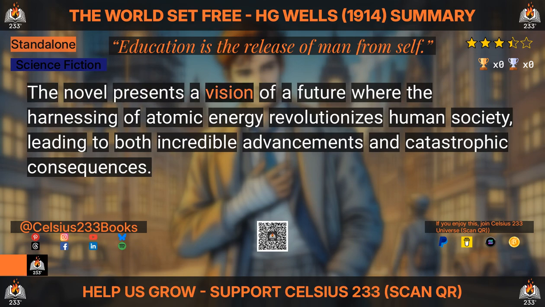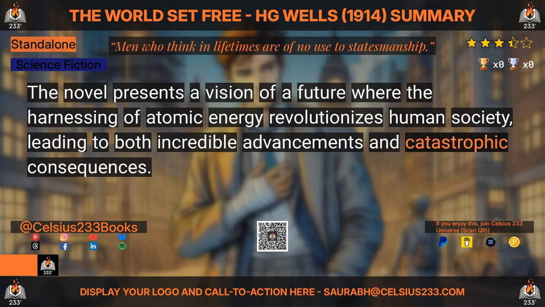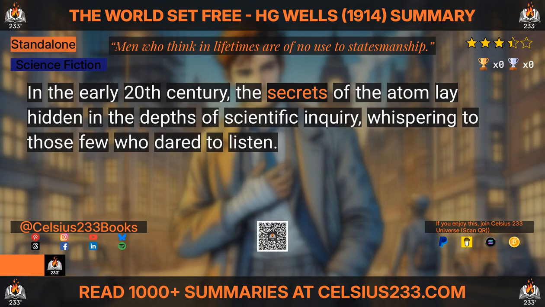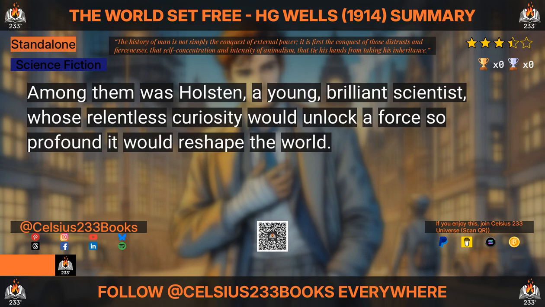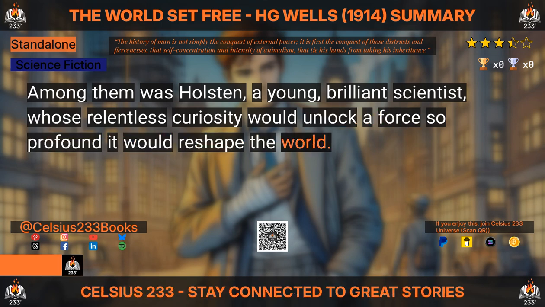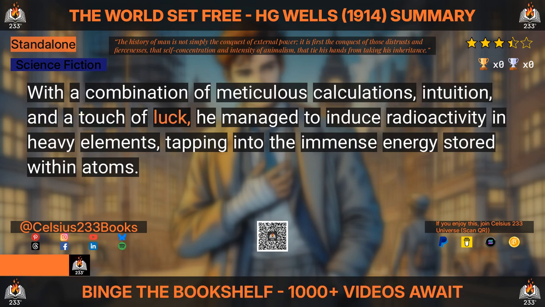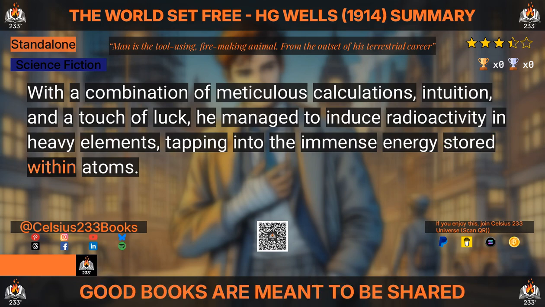The novel presents a vision of a future where the harnessing of atomic energy revolutionizes human society, leading to both incredible advancements and catastrophic consequences. Plot summary. In the early 20th century, the secrets of the atom lay hidden in the depths of scientific inquiry, whispering to those few who dared to listen. Among them was Halston, a young, brilliant scientist whose relentless curiosity would unlock a force so profound it would reshape the world. With a combination of meticulous calculations, intuition, and a touch of luck, he managed to induce radioactivity in heavy elements, tapping into the immense energy stored within atoms.